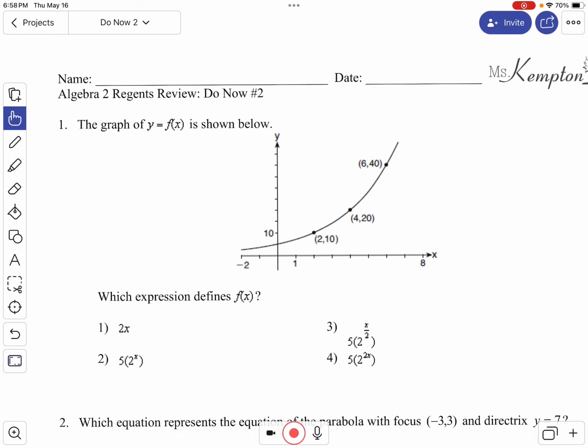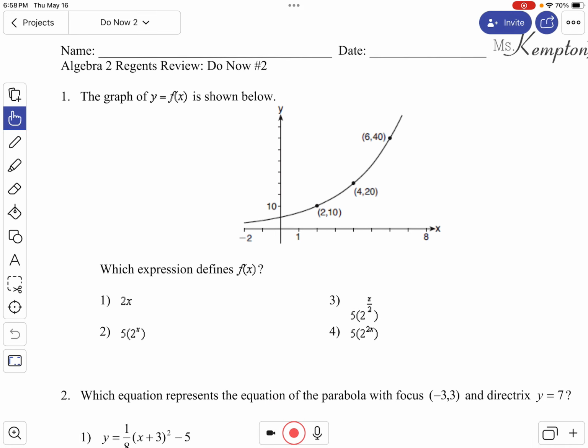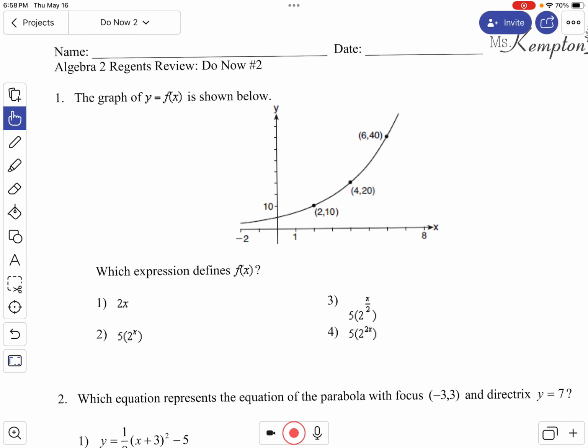Alright, so for question number 1, we have a graph. We're going to call this f of x, and it's shown below, and we want to know which expression defines f of x. One of the first things that I notice is that we have points here, which is super cool because I know that I can go ahead and graph each of these and just look for these points.